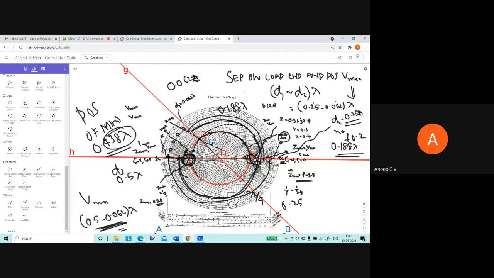Then we know the maxima will occur at 0.25 lambda, right? So the separation between 0.062 lambda and 0.25 lambda, that was 0.188 lambda, and that gave us the position of the maxima, the distance from the load end, right? Then if I continue further, I can reach the minima point. So that distance also we found. That's what we did, right?